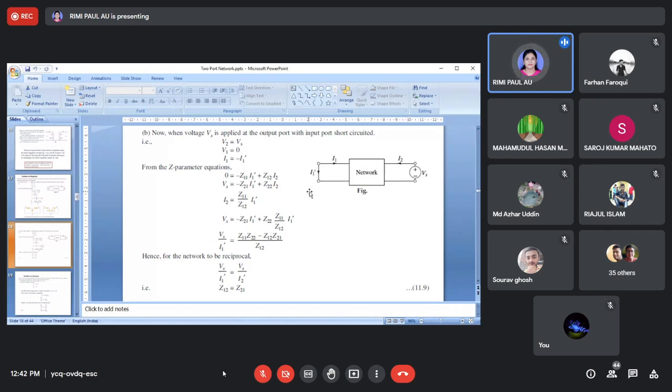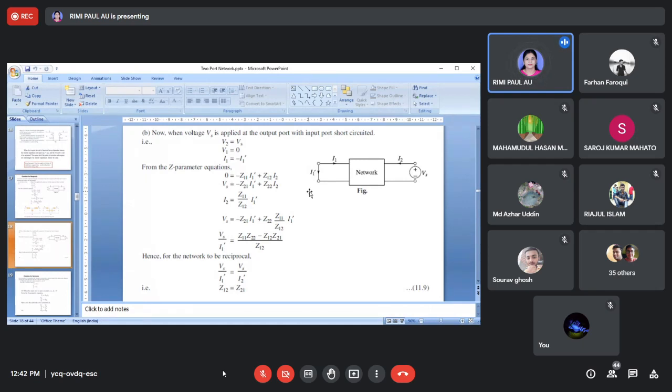Every time it is not possible to calculate or solve and then say whether it is reciprocal or not. So there is a condition. If you can find the general condition, then you can easily say whether this network is reciprocal or not.